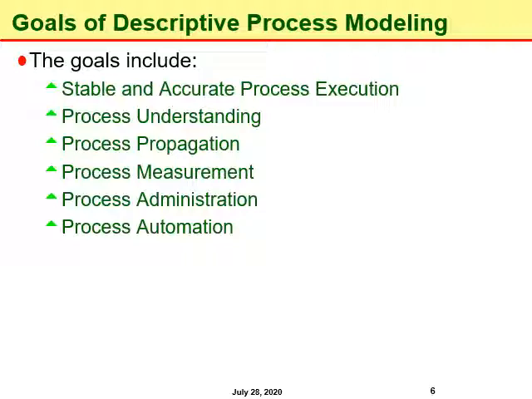So we discussed the first goal, which is stable and accurate process execution. Since software processes can be very complex, involving a large number of interrelated activities, their complexity makes it very hard to guarantee that processes are always executed in the same way. Also, there is always the risk that people will change the process over time without even noticing it, maybe eliminating some beneficial activities of the process.